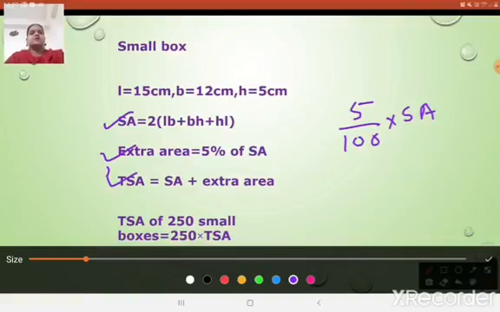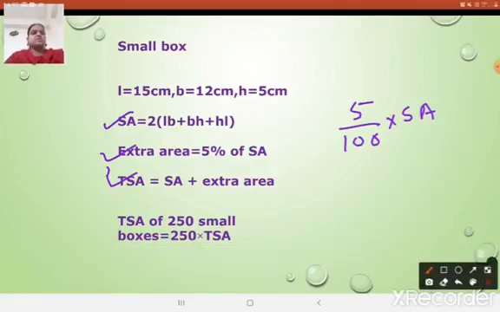Then find the total surface area. Total surface area will be what? This surface area plus extra area. If you add it you will get the total surface area. Is it correct? And this is for one box. Then you find the total surface area of 250 boxes. Is it clear? So this is how we do the calculation for the smaller box.